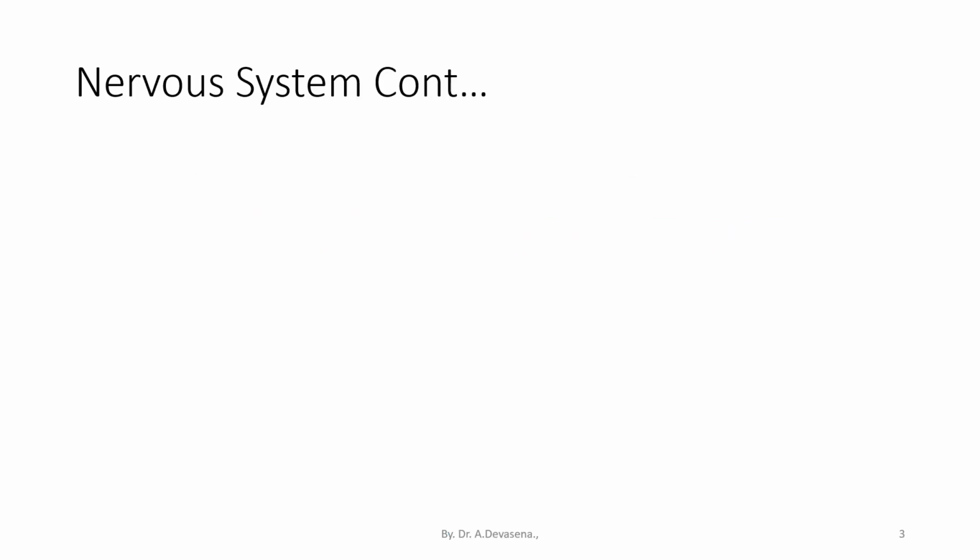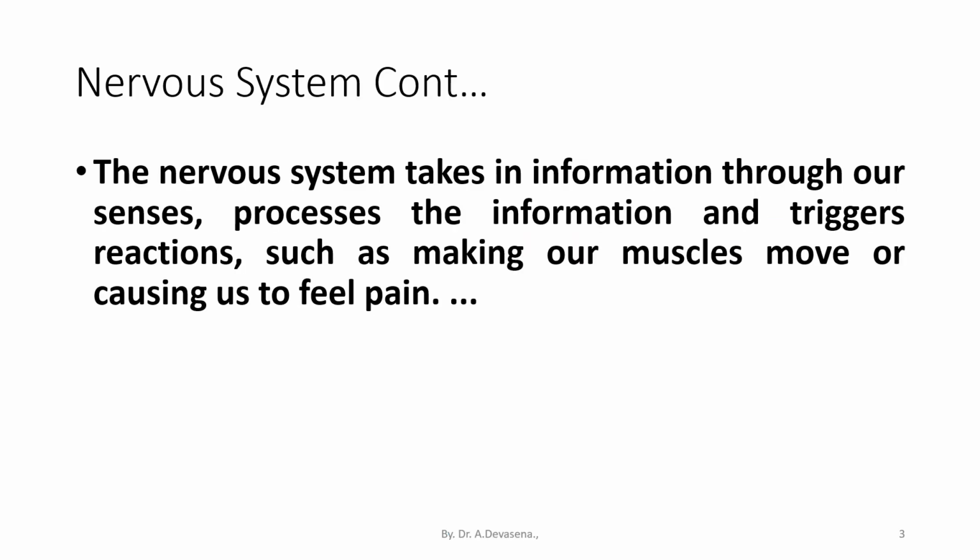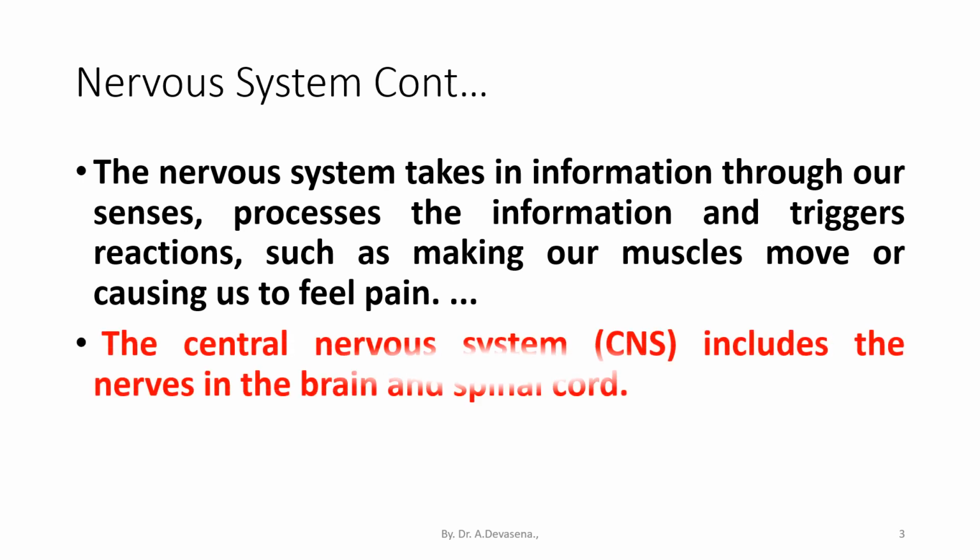The nervous system takes in information through our senses, processes the information and triggers reactions such as making our muscles move or causing us to feel pain. The central nervous system includes nerves in the brain and spinal cord.